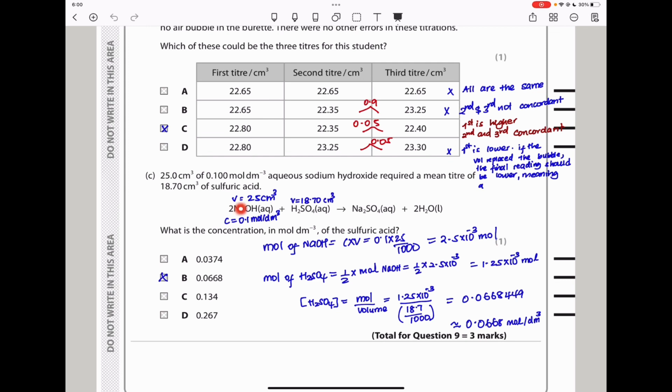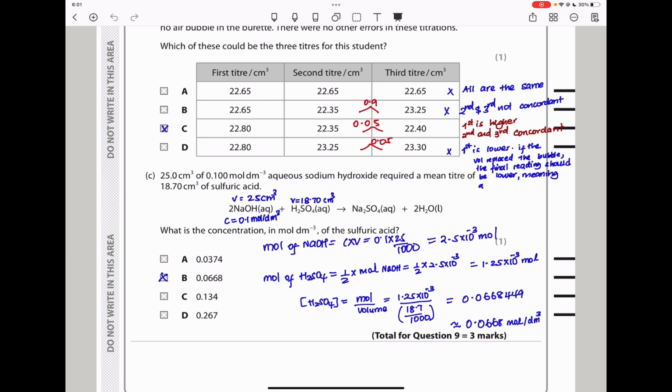They have given us the equation for the reaction, and they say, what is the concentration in mole per decimeter cubed of sulfuric acid? We are looking for the concentration of this, yet we have this information. So I began by calculating the number of moles, which is this concentration times that volume. Remember, the volume has to be converted to decimeters cubed, so I divided by 1,000. When I multiply 0.1 times 25 over 1,000, I get 2.5 times 10 power negative 3 mole.